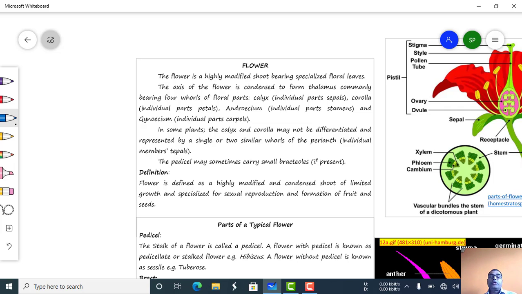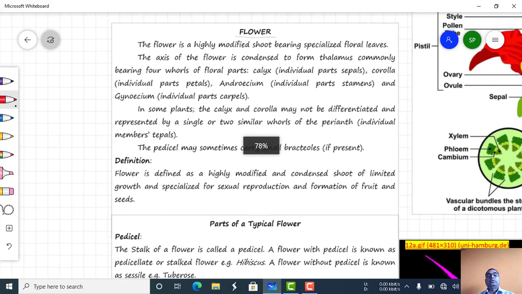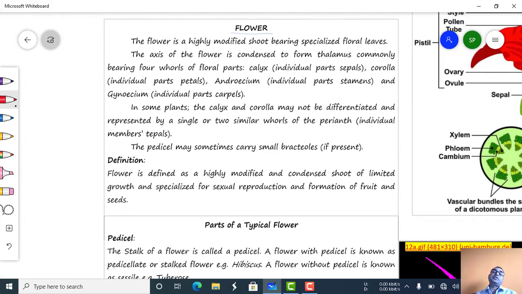Friends, today we will deal with one of the new topics, and it is the flower. So the flower is a reproductive part of the plant, and the flower is considered the most beautiful creation of nature. So this one is a reproductive part of the plant.